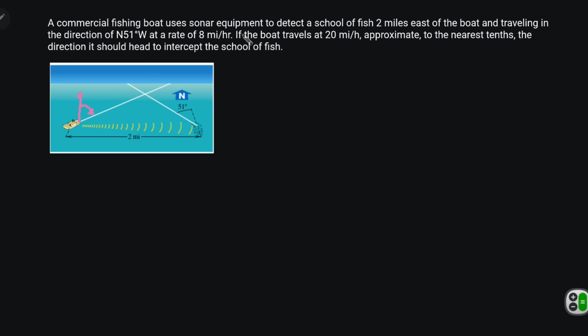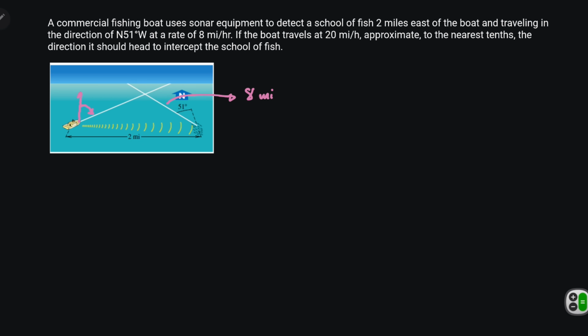Now let's read it again. The fishing boat uses sonar to detect the school of fish 2 miles east. So we're good here. We have the boat here, east is here, so we have the school of fish here. And traveling in the direction of, okay, so the fish is traveling northwest at 51 degrees at a rate of 8 miles per hour. So if this is the rate, then we know that in 1 hour they will cover 8 miles. So we know that this is 8 miles, right? If the boat travels at 20 miles per hour, in 1 hour the boat will cover this distance. So since the boat is traveling in this direction, then it will cover 20 miles in this direction.